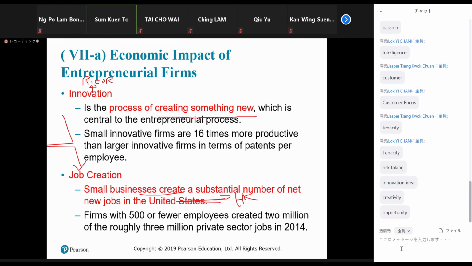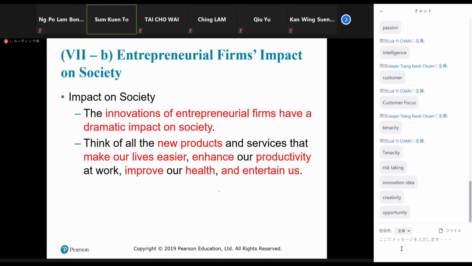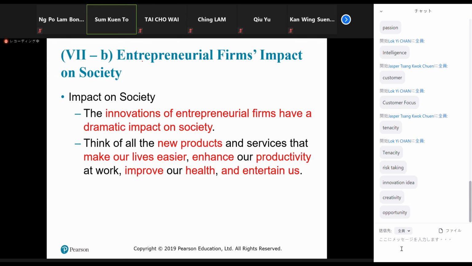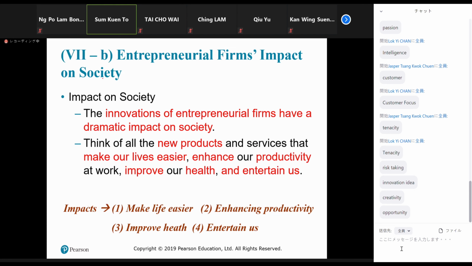Okay, and not only economic activities, there is also impact on society. All right, so how on society? For example, just like your smartphone, or many other products, they have a dramatic impact on society. The DVD, the CD example. So now, customer focus. A lot of apps, a lot of things to make your life easier.